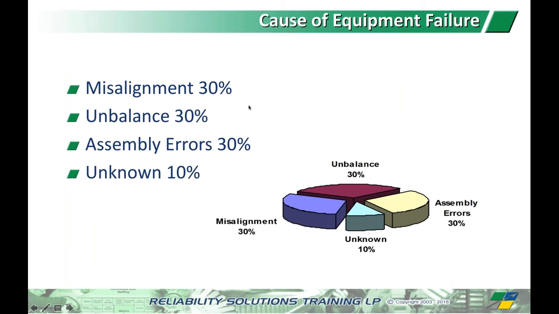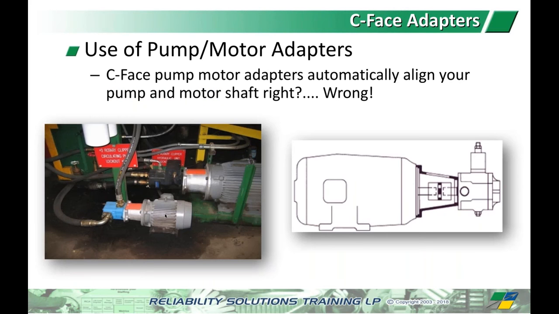Of course, when it comes to mechanical failures, you're probably all familiar with this. We talk a lot about the unbalanced alignment assembly type issues. And in the world of hydraulic systems, people say, well, how can misalignment be an issue? Because I'm using a C-face mount, and most of you are using some kind of C-face adapter for your hydraulic systems, and people say, well, there's no way to do anything with the alignment, and that's actually not true.